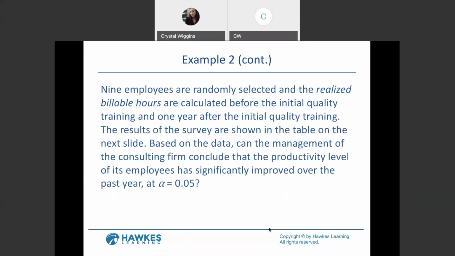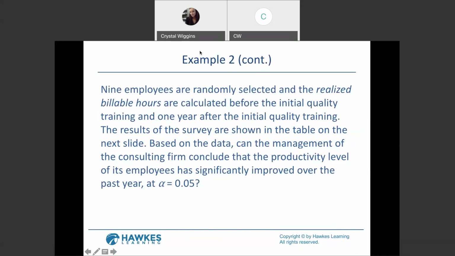Nine employees are randomly selected, and the realized billable hours are calculated before they had the training and one year after they had the training. The results of the survey are shown in the table on the next slide. Based on the data, can the management of the consulting firm conclude that the productivity level of its employees has significantly improved over the past year with an alpha level of 0.05?